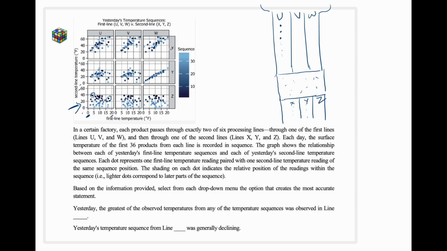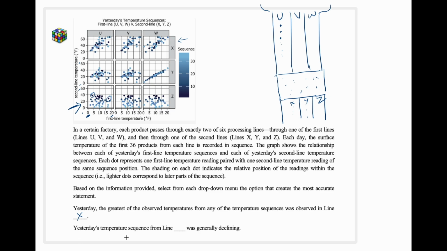We see that for the X line, the temperatures are extremely high, 60 and above 60 also. There are lots of points at this particular level. But for Y, there aren't any points, barely any above 40. And for Z also barely any, actually none above 40. Which means that the highest temperatures were recorded for line X. So this would be X.